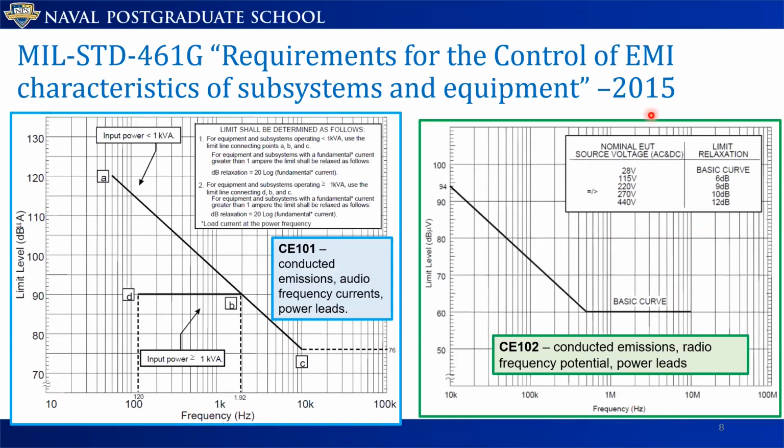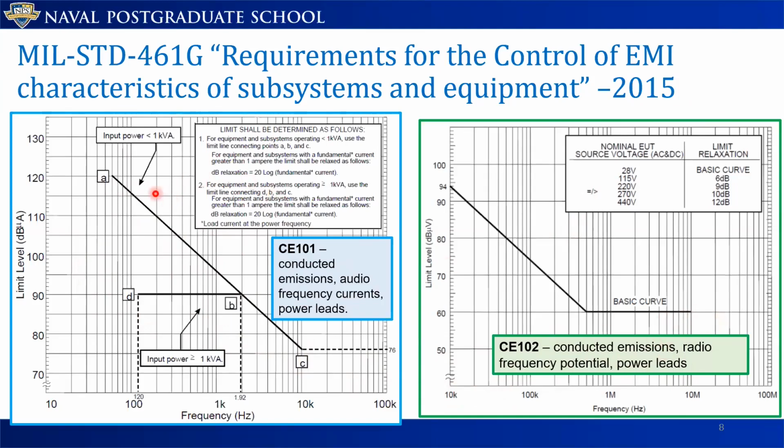This was revised in 2015. I'm showing here the two charts. On the left is CE 101, where CE stands for conducted emission, for the lower frequency range, ranging from just above 60 Hertz all the way to 10 kilohertz. And this is audio frequency currents. And CE102 instead is conducted emission at the radio frequency from 10 kilohertz to 10 megahertz.